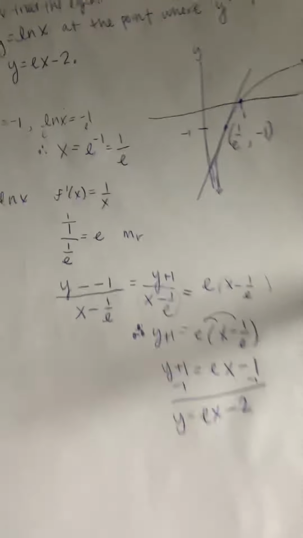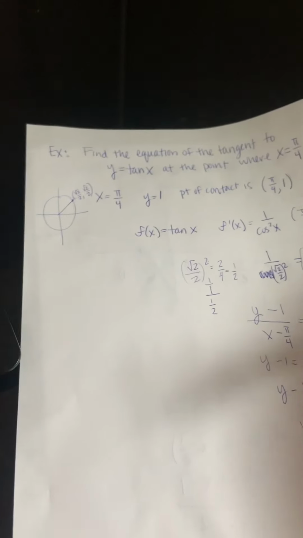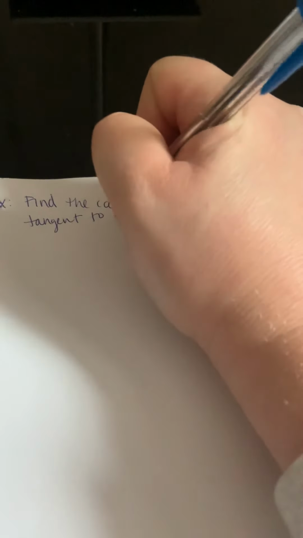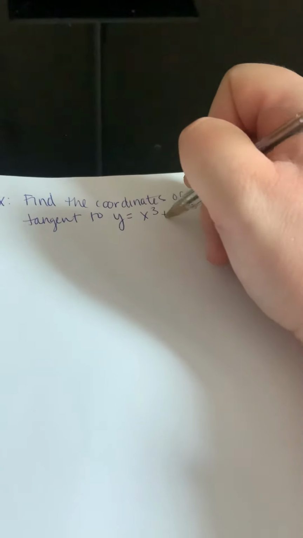In fact, in the first example, we proved the equation. In the second example, we were asked to find the equation. In this example, we're trying to find that actual point of contact. So find the coordinates of the points where the tangent to y equals x to the third plus x plus 2 at 1, 4 meets the curve again.